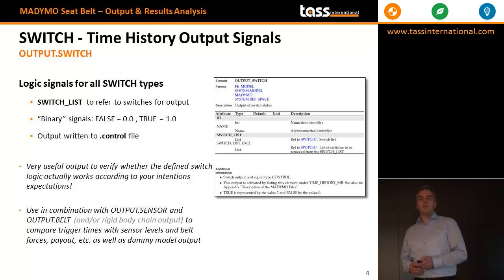The same holds for the switch output. If you want to output your switch logic to see what all your switching is doing based on either time or sensors, you can output your switch signals, which are basically binary signals. False means 0, and true is a level 1. These switch logic signals are written out to the control file as well.